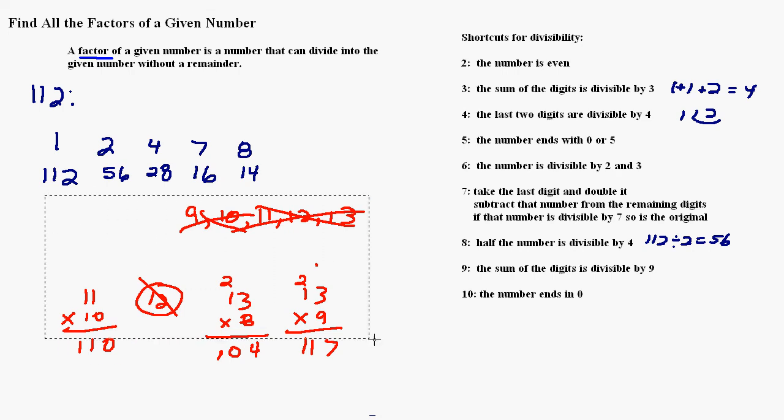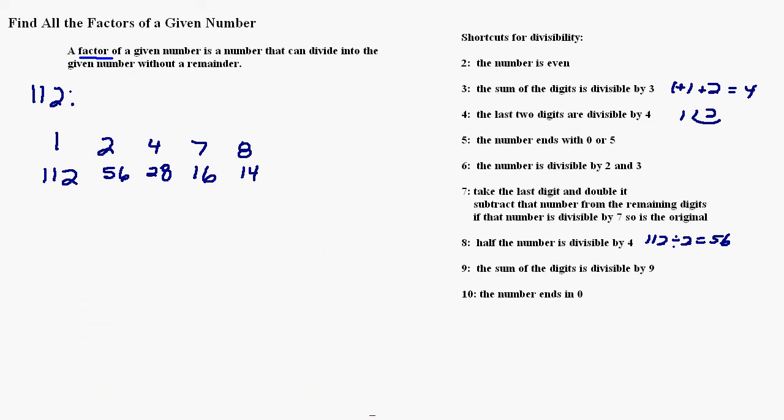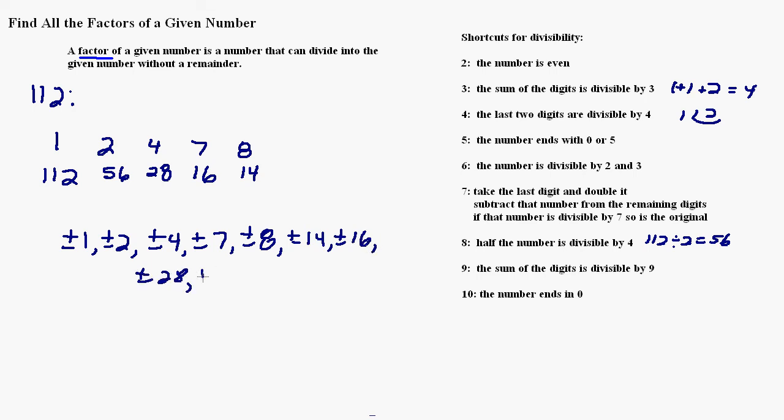If I want to write them out as integer factors, I would say that the factors of 112 are plus or minus 1, plus or minus 2, positive or negative 4, 7, 8, and then I'd want to start going this way because I want to write them in order. 14, 16, 28, 56, and 112. So that one still had enough factors to make it interesting.